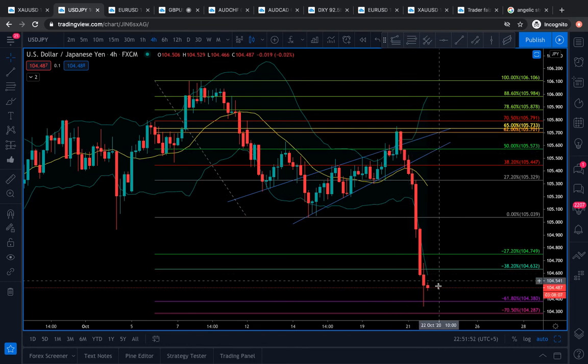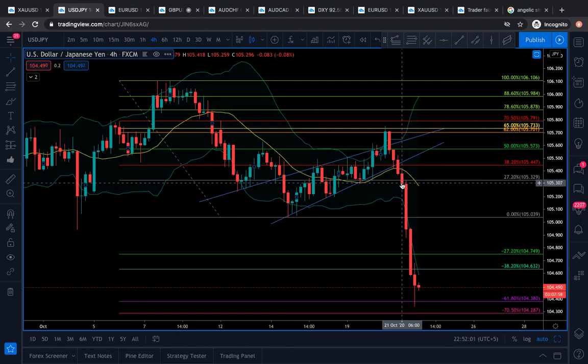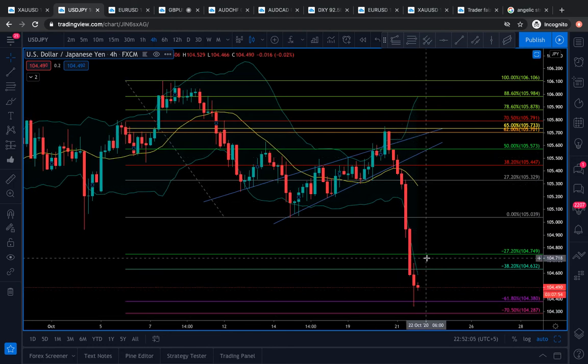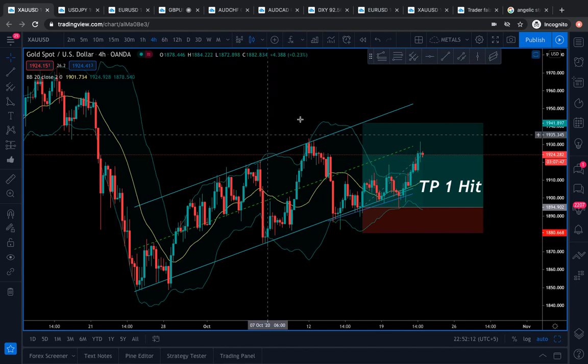I was sure that we're going to break down now, but when I saw this, the price was here because I went to lunch and the price was here. So it was a good trade. It was a really, really good trade. No problem. We had a little loss on USD CAD. That was the only trade that went in loss.